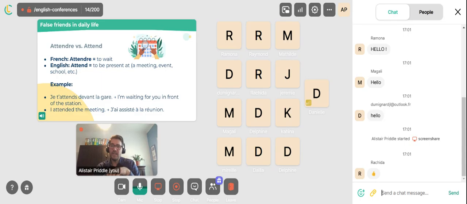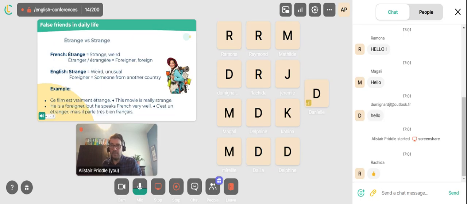Example. Je t'attends devant la gare. I'm waiting for you in front of the station. I attended the meeting. J'ai assisté à la réunion. Okay, so we have different meanings here. Attendre versus attend. Here we go with the next one. Étrange versus strange. French, étrange equals strange or weird. Étranger, étrangère, foreigner, foreign.